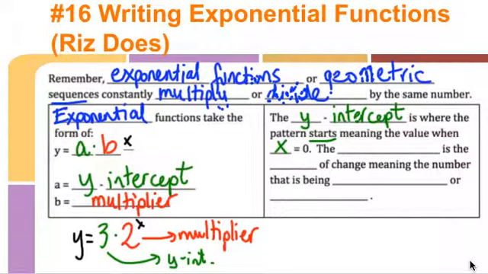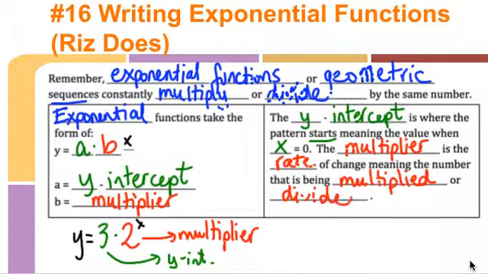Okay? The multiplier is the rate of change, meaning the number that is being multiplied or divided. Okay? So go ahead and make sure you write that down, and then let's move on to how we actually do these in an example.